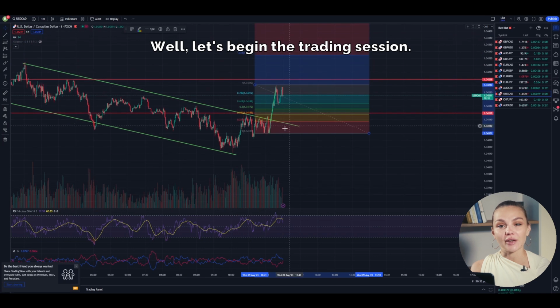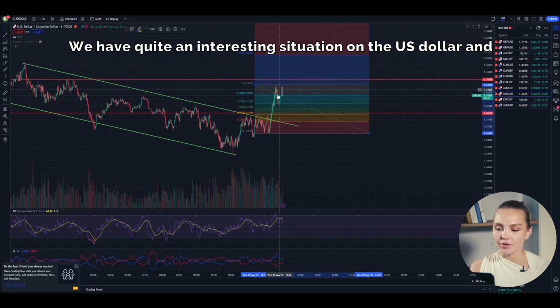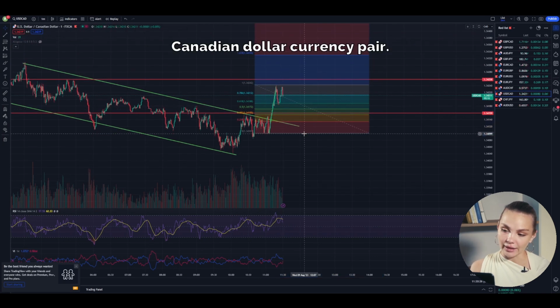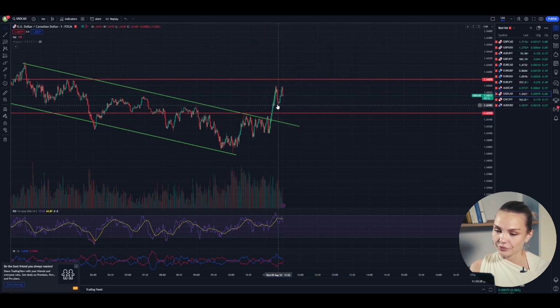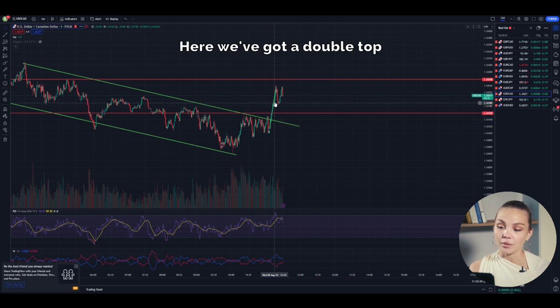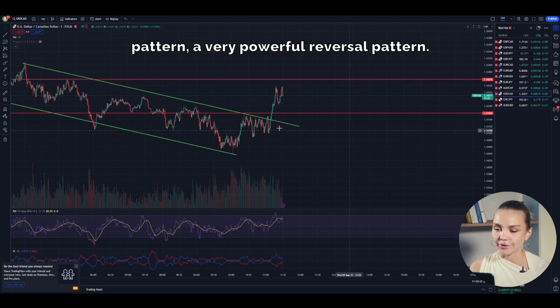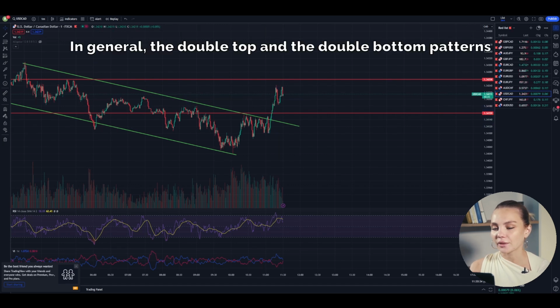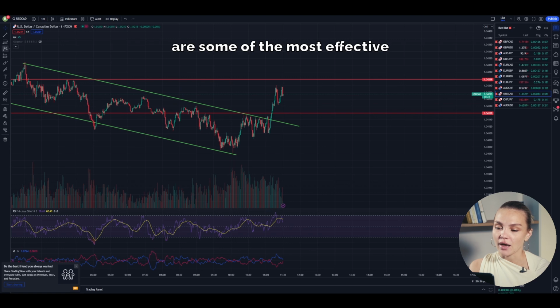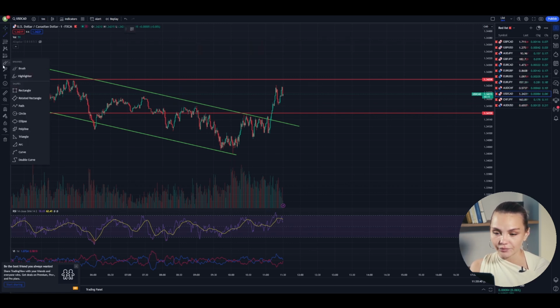Well, let's begin the trading session. We have quite an interesting situation on the US dollar and Canadian dollar currency pair. Here we've got a double top pattern, a very powerful reversal pattern. In general, the double top and the double bottom patterns are some of the most effective figures in technical analysis.